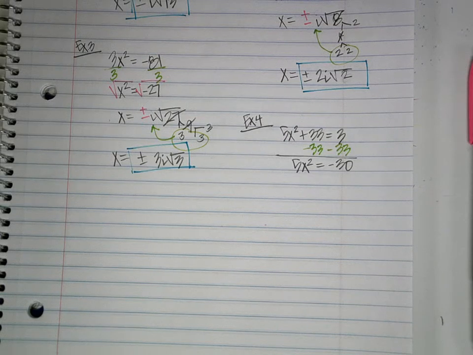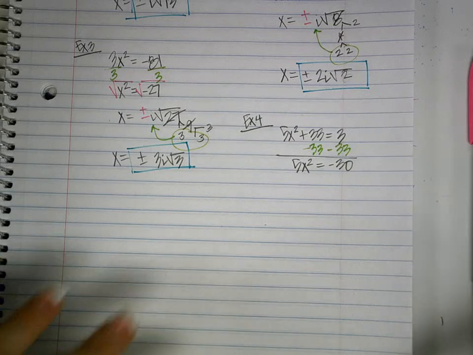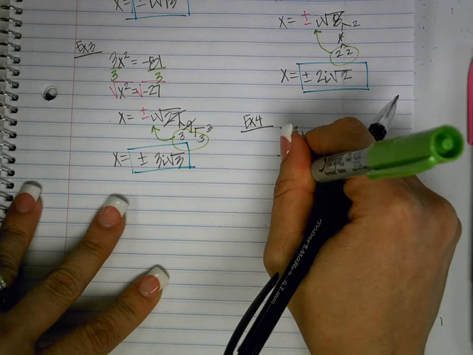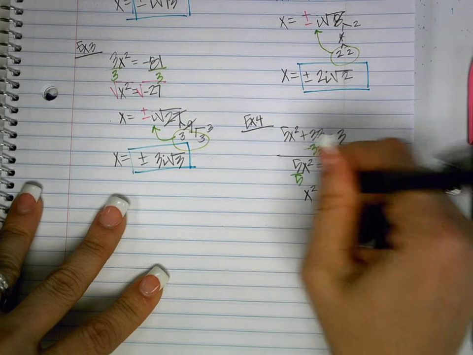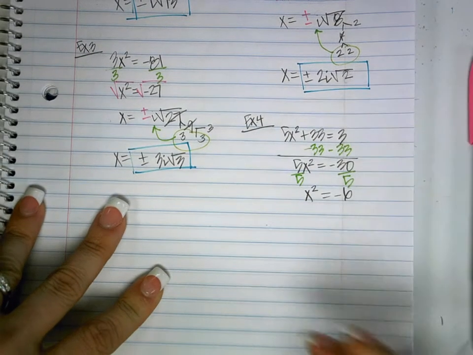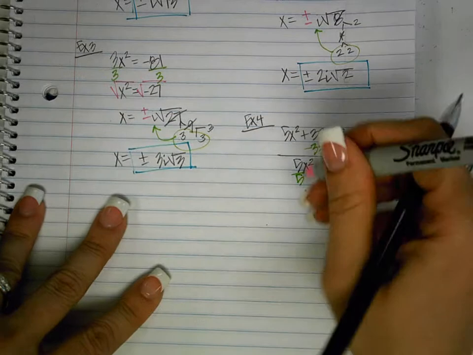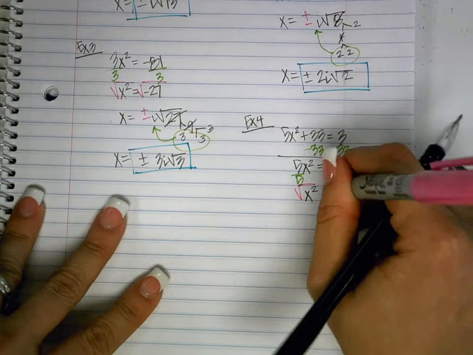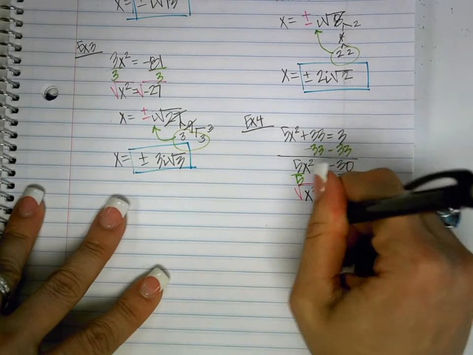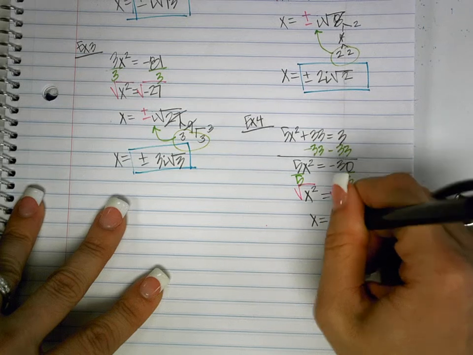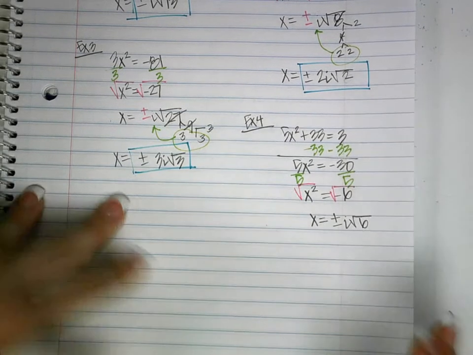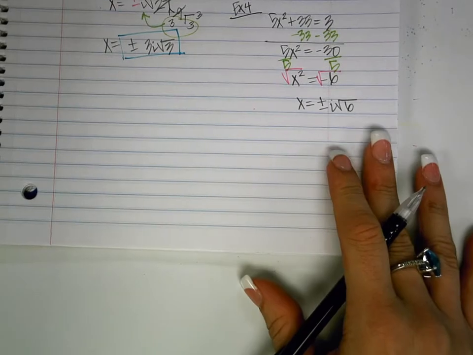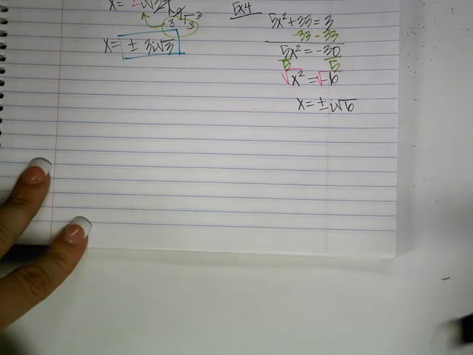Nicole. Exactly. Divide by 5. So we're starting to get the x squared by itself. So x squared equals negative 6. And then finally, root both sides. So we got rid of the square. So x equals plus or minus, don't forget the plus or minus, i root 6. Okay, so x is equal to plus or minus i root 6.